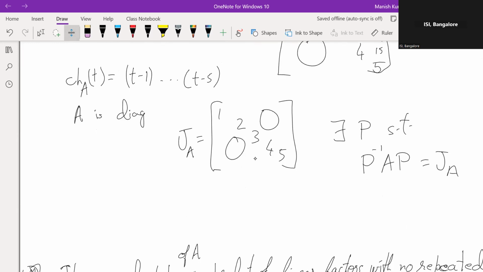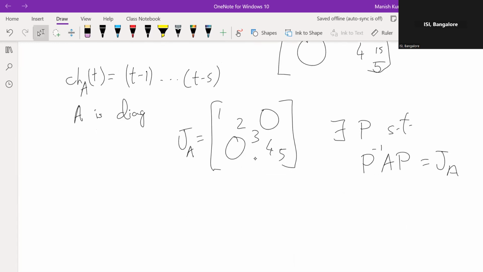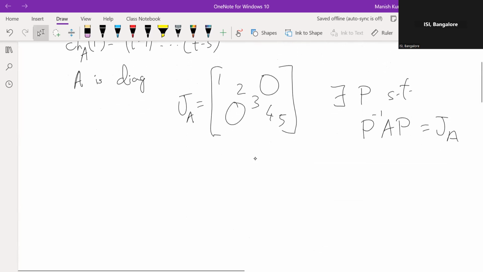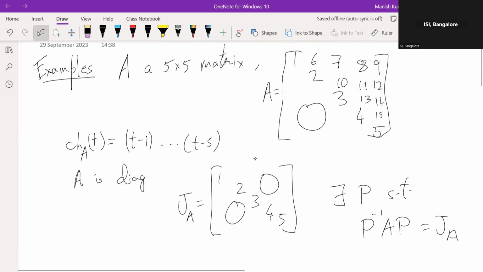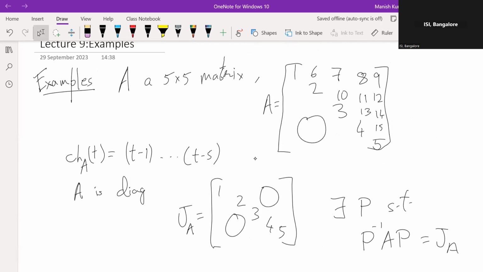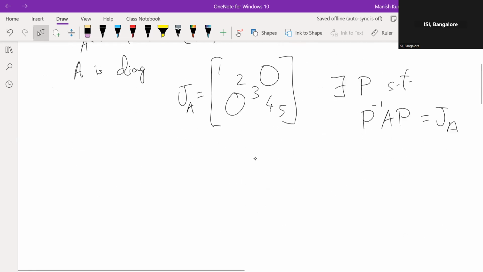So let's do some other example. Here the characteristic polynomial was a product of 5 distinct linear factors. Let's stick to this 5 by 5 matrix, but maybe we assume that our matrix is somewhat different, so that the characteristic polynomial doesn't have 5 distinct roots. Maybe it has only, let's say, 2 distinct roots.